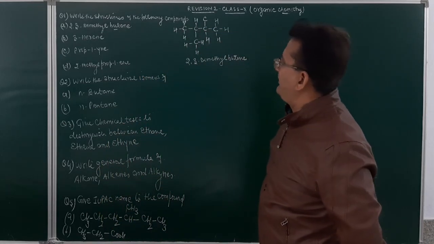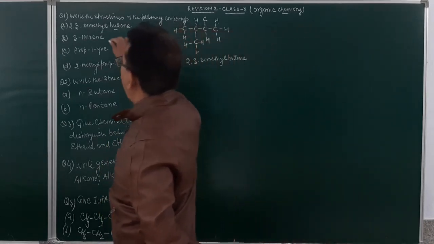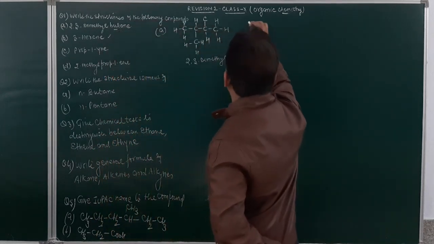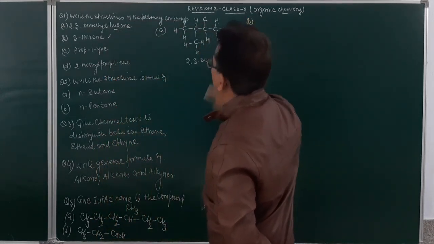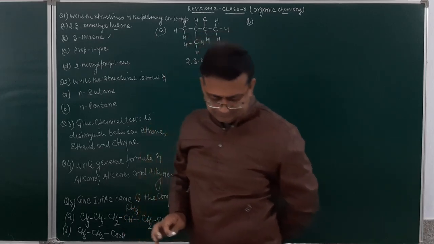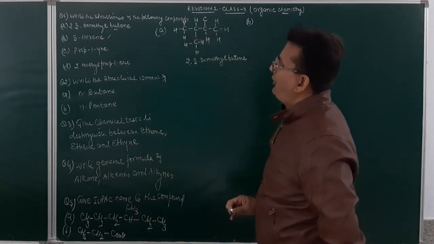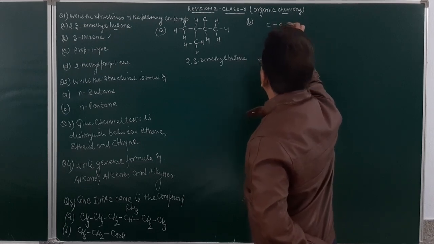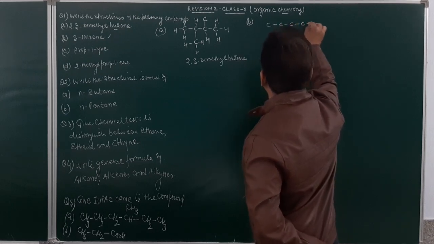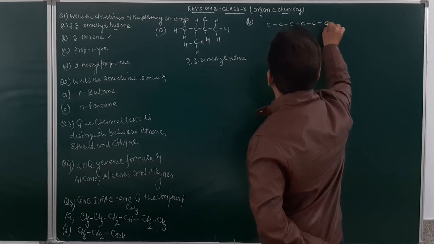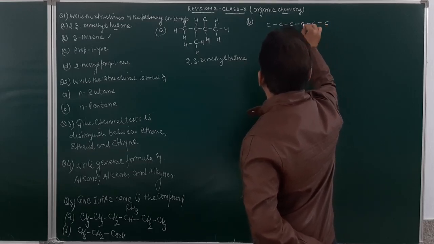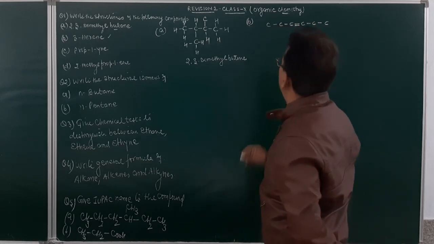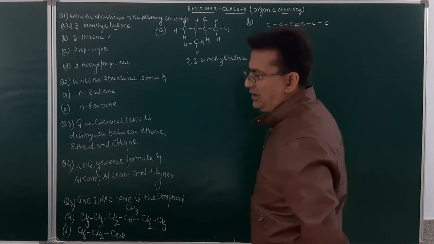Now, the next one is 3-hexene. This is B over here. So, how will I write down the structure of 3-hexene? For hexene, how many carbon atoms? 6. 1, 2, 3, 4, 5 and 6. 1, 2 and 3. This will be 3-hexene. Fine. Am I clear? I have put the double bond at number 3.